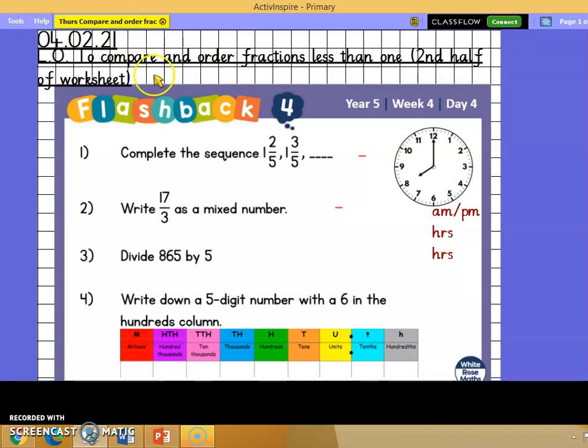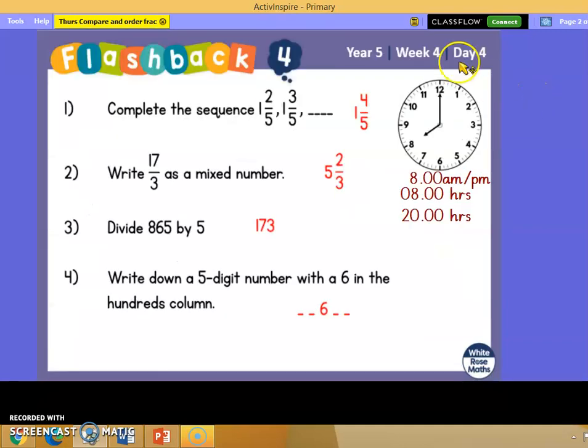Please record today's date and learning objective in your book, remembering that today we're completing the second half of the worksheet that you had yesterday. Complete your flashback 4, pause, and use it to help you check your answers afterwards. Let's see how you did. Did you get these answers? Pause the video, mark each one, and then come back to me.